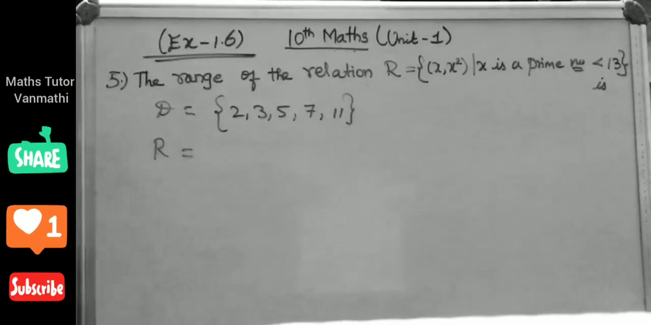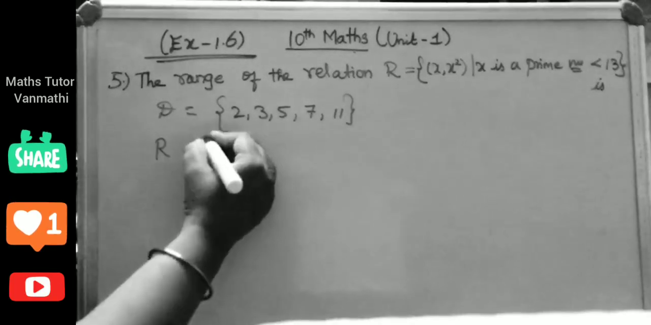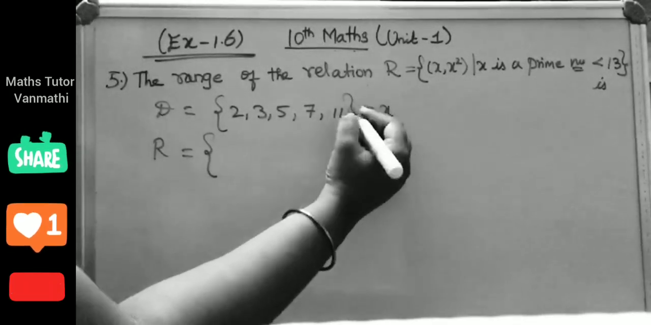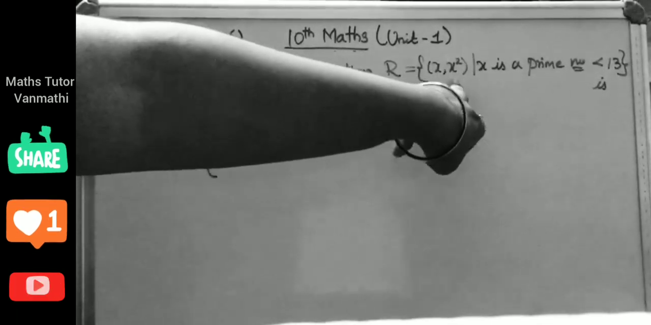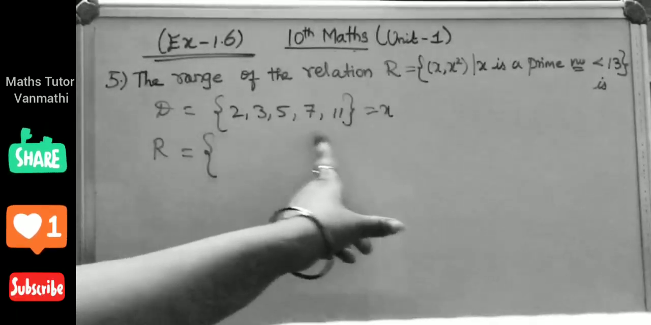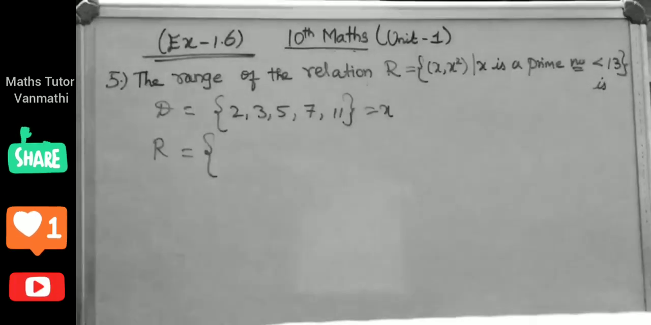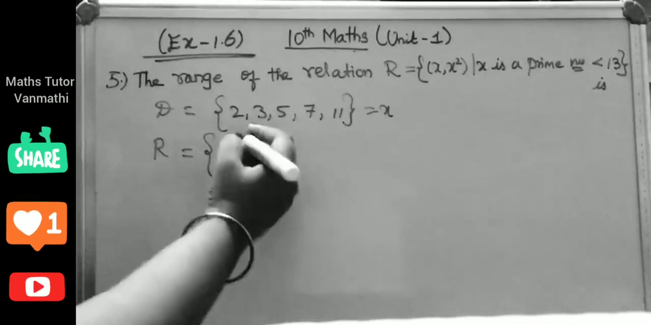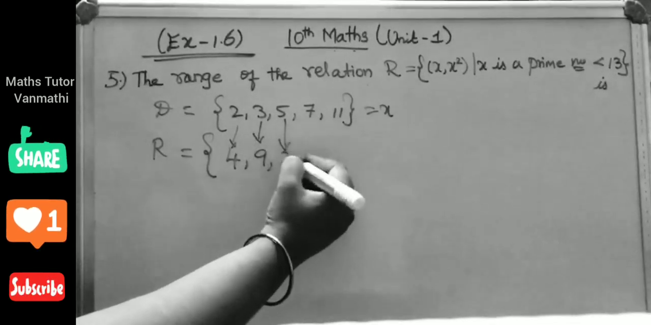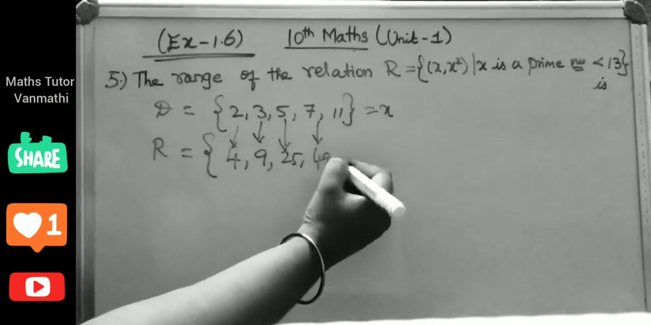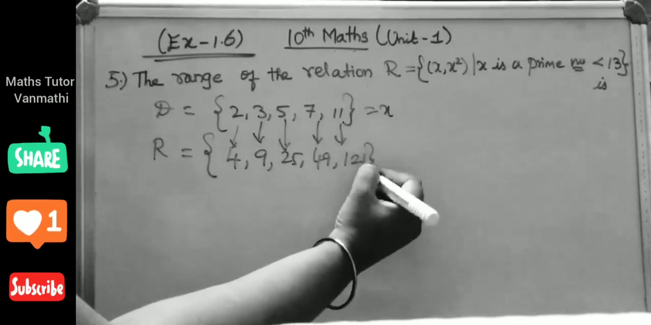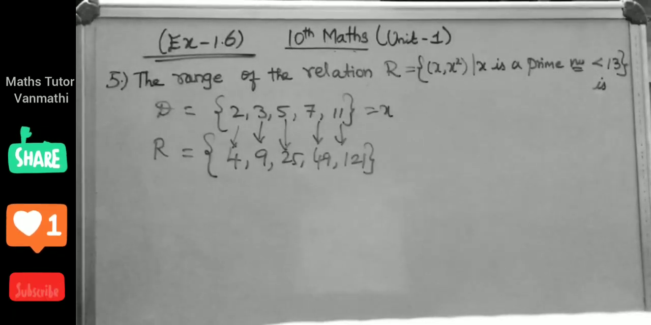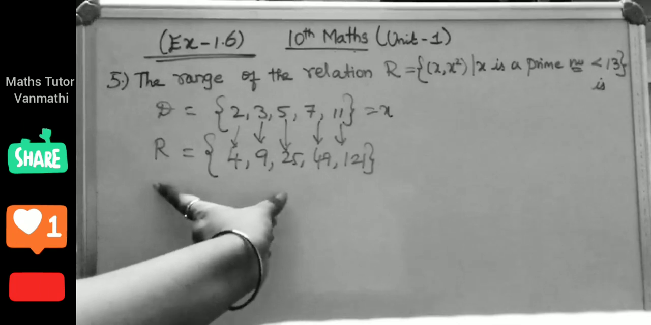Now we are going to find the range values. The relation is written as (x, x square). So these are your x values, and the range values will be your x square. So squaring these values you will get your range. 2 square is 4, 3 square is 9, 5 square is 25, 7 square is 49, 11 square is 121. Clear? This is the range of this relation. By using this condition we are finding this range value.